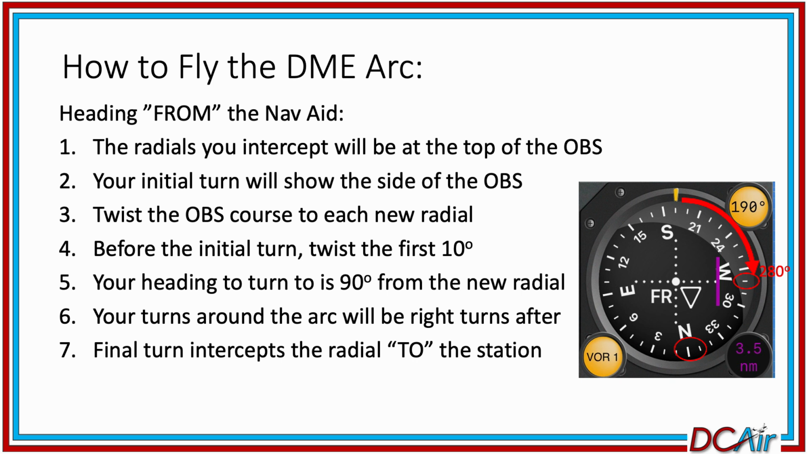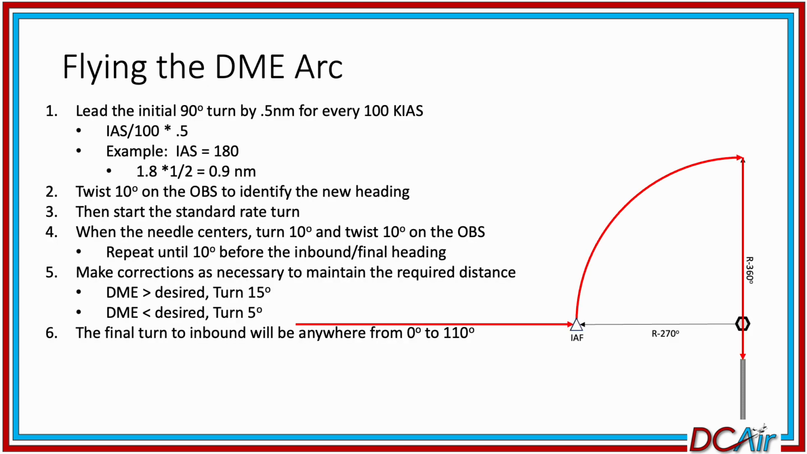For the final turn to intercept the inbound course, you will turn the OBS to the direction to the VOR on the final inbound course. Here are some additional tips for flying the DME Arc. 1. Lead the initial turn by 0.5 nautical miles for every 100 knots of airspeed.